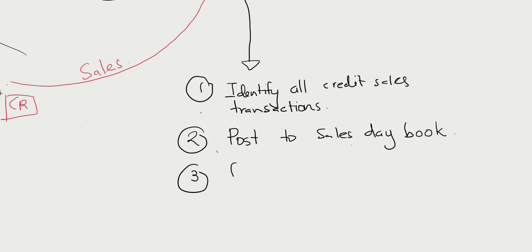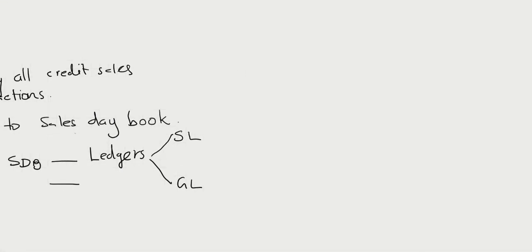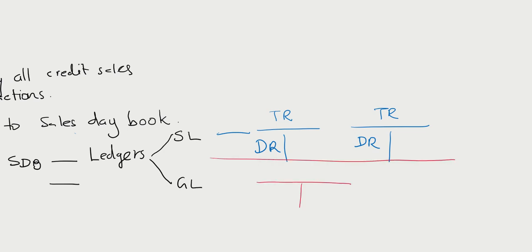Step 3, from sales daybook, you transfer to ledgers. Under ledgers, you have sales ledger and general ledger. Under sales ledger, you enter it in respective trade receivable accounts. You debit these in the trade receivable accounts, and under general ledger, you open a sales account and you credit the total amount of credit sales.